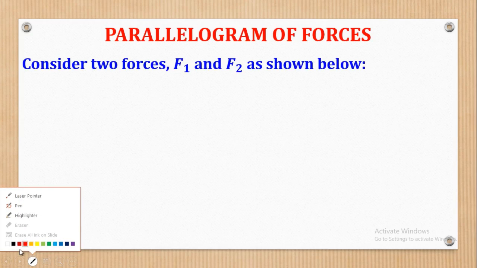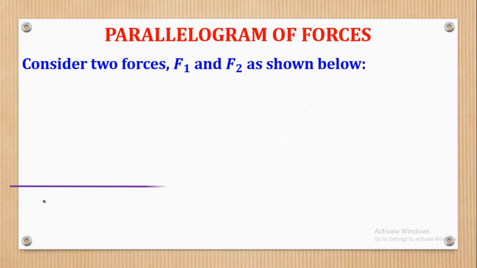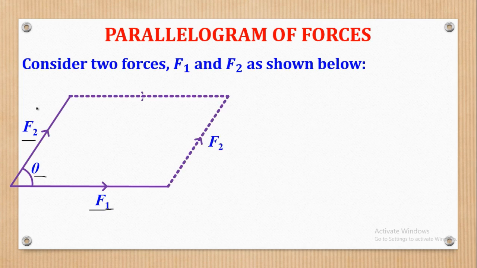Here we shall consider two forces F1 and F2 separated by an angle theta, as you can see here. This is F1 and this is F2, they are separated by an angle theta. F1 and F2 form two sides of a parallelogram. So we are first going to complete the parallelogram by reproducing the forces. When I reproduce F2 here, I form the other side, and when I reproduce F1 here, I form the other side to come up with a complete parallelogram ABCD.